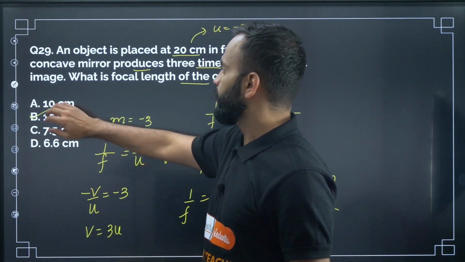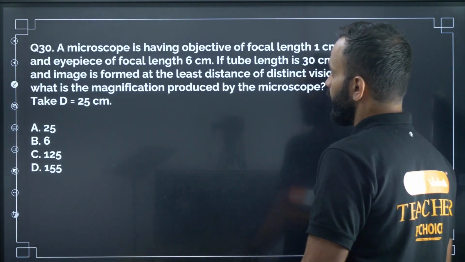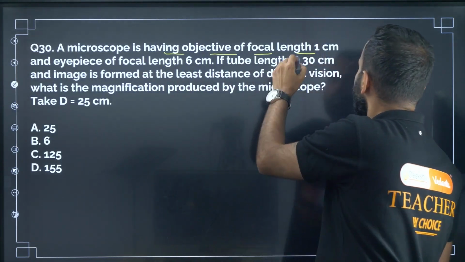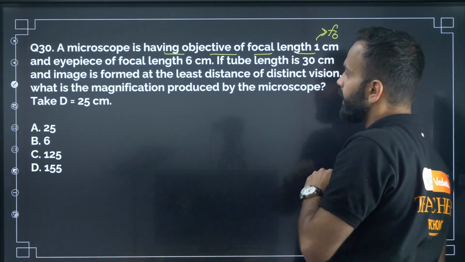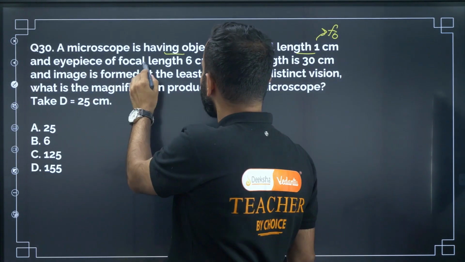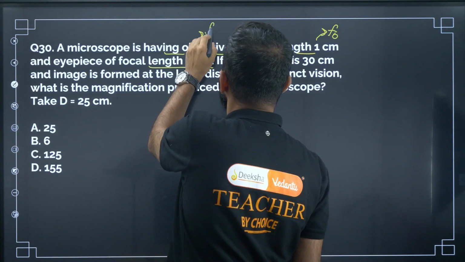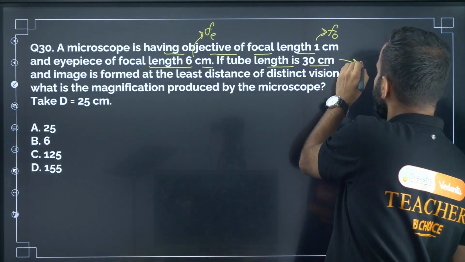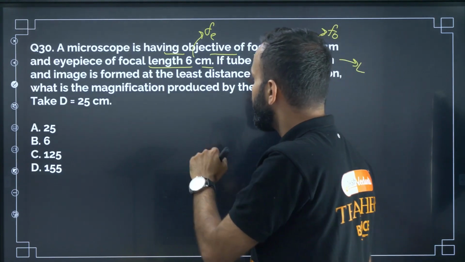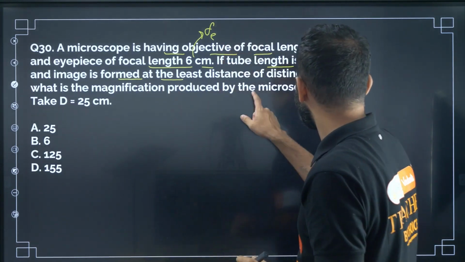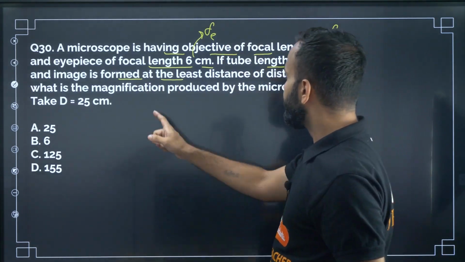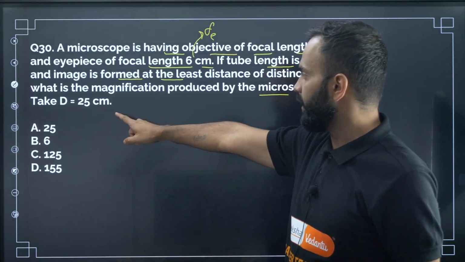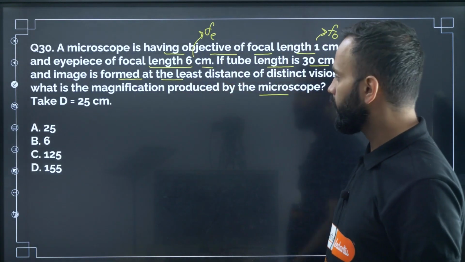Okay. Next one. Question number 30. A microscope is having objective of focal length 1 centimeter, that is FO equal to 1 centimeter, and eyepiece of focal length 6 centimeter, FE equal to 6 centimeter. If tube length is 30 centimeter, that is L equal to 30 centimeter, and image is formed at the least distance of distinct vision, what is the magnification produced by the microscope? Take D equal to 25 centimeter, that is least distance of distinct vision.